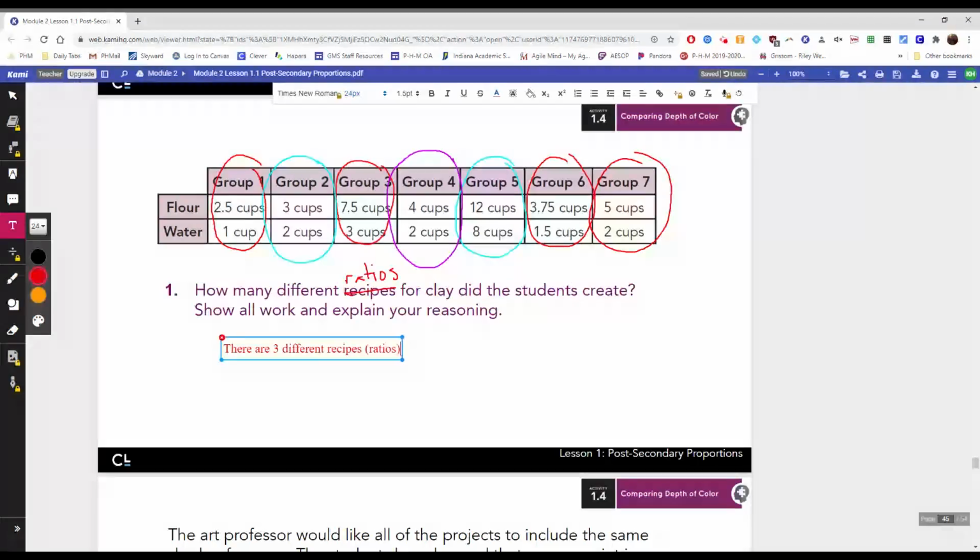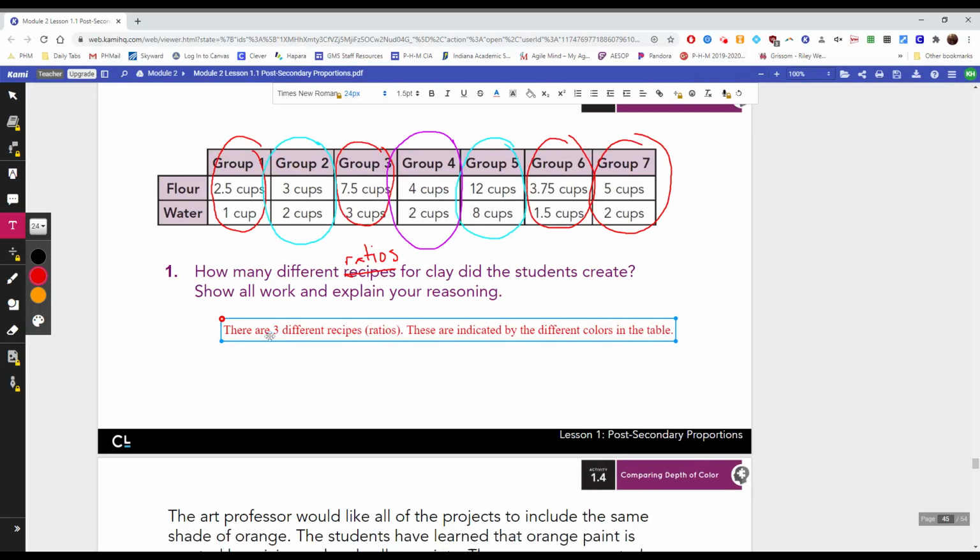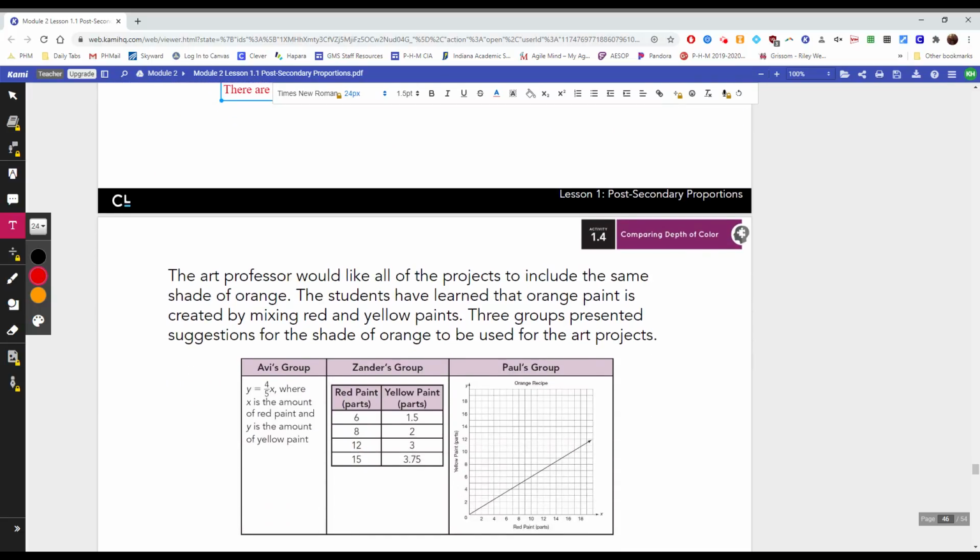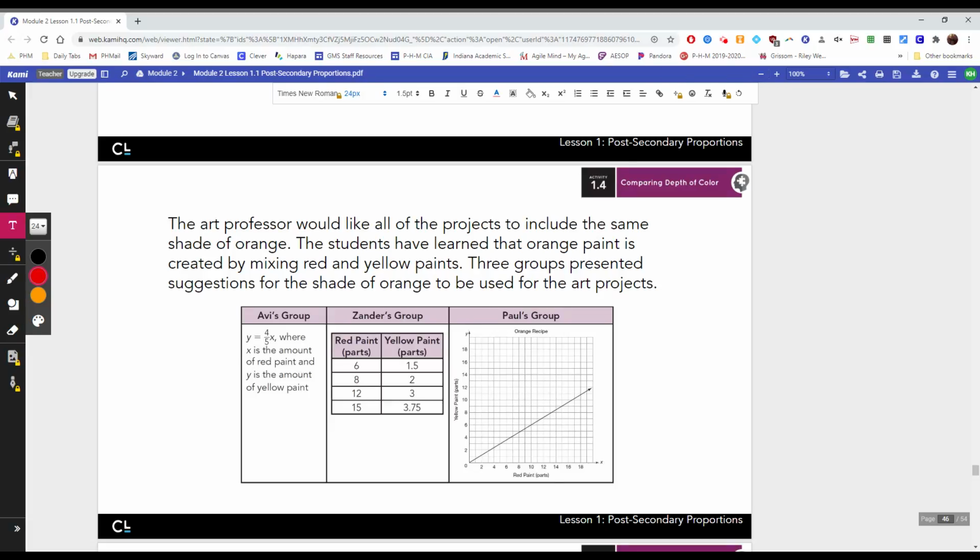I'm going to put in parentheses ratios. These are indicated by the different colors in the table. The art professor would like all of the projects to include the same shade of orange. The students have learned that orange paint is created by mixing red and yellow paints. 3 groups presented suggestions for the shade of orange to be used for the art projects.